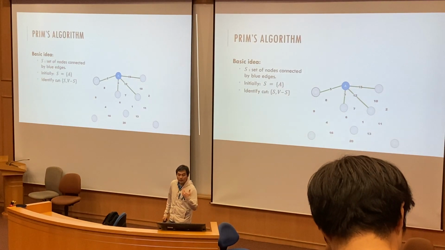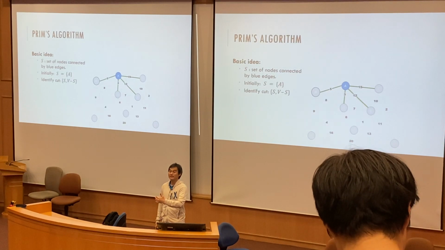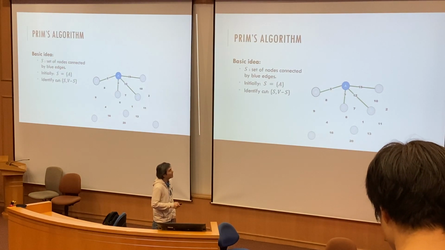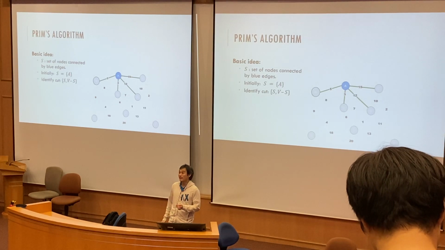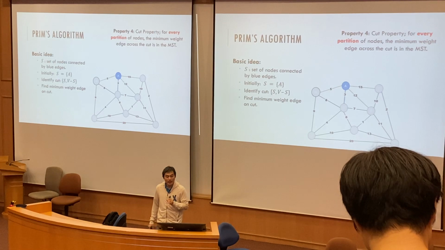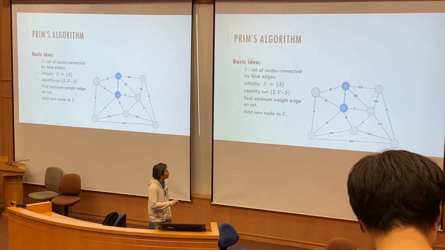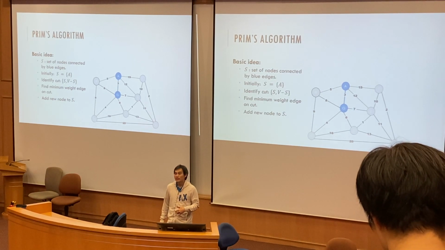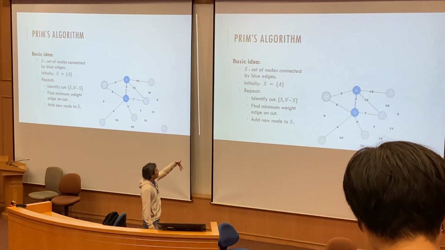Now what does the cut property tell me? The cut property tells me that the minimum outgoing edge must be in the MST. So you know that 3 must be in the MST. What we're going to do is find the minimum weight edge on the cut, and then add the new node to our MST. In this case, it's G. G is going to be added to our MST. That's essentially the basic idea. We're just going to repeat this process again and again.